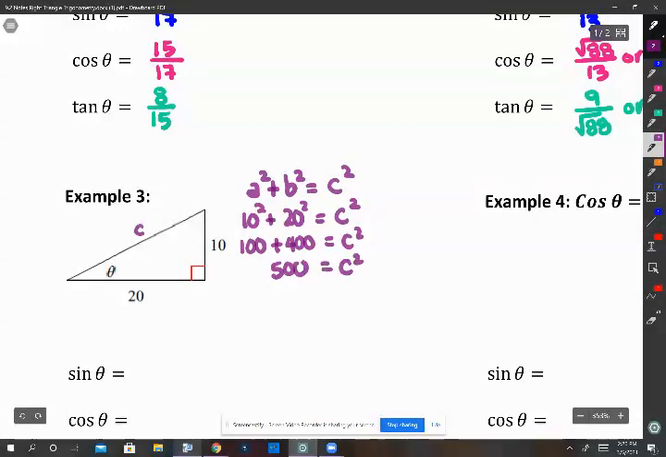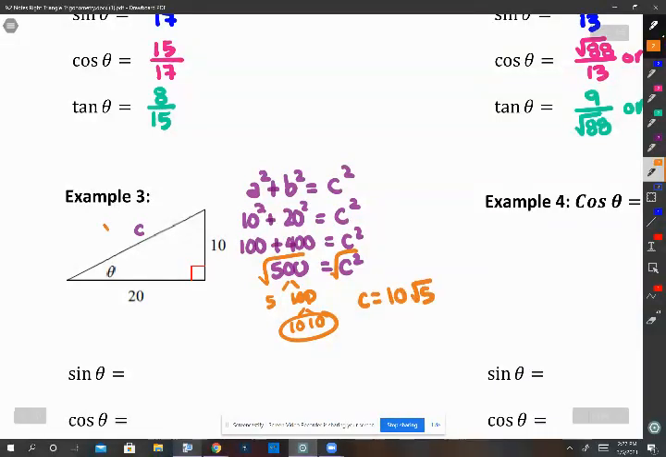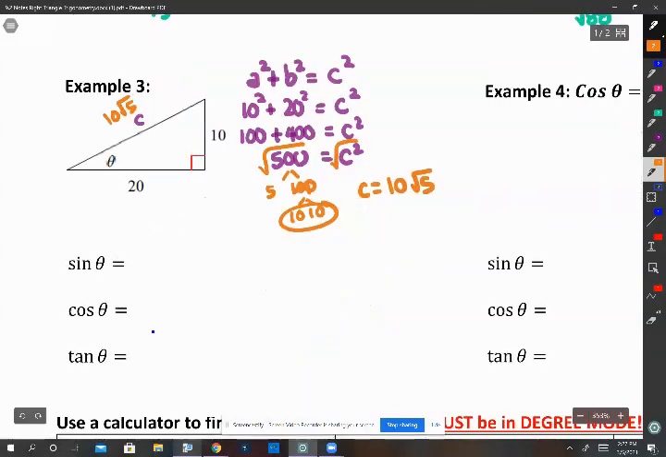And then again, 500 is not a nice perfect square. So when I take the square root of each of them, I can either break it down and say, okay, well, this would be 5 times 100, and this is 10 times 10. So you have a pair of 10s. So you could say that c is equal to 10 root 5, which is probably going to be the easiest answer. Or you could just leave it as root 500. And I'm not exactly sure what your computer is going to want you to do.